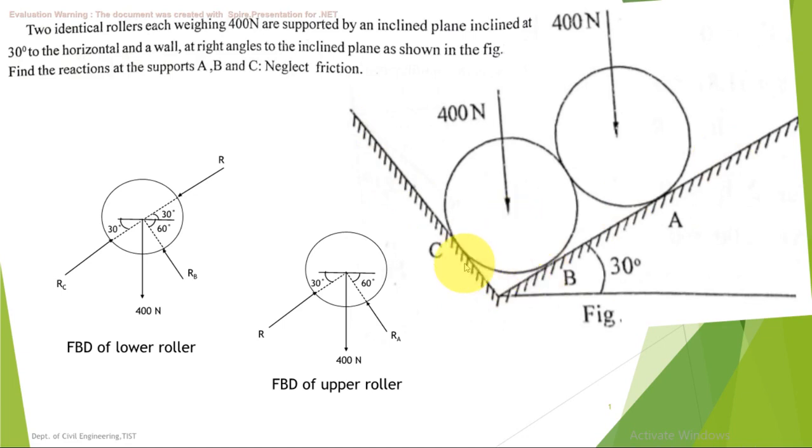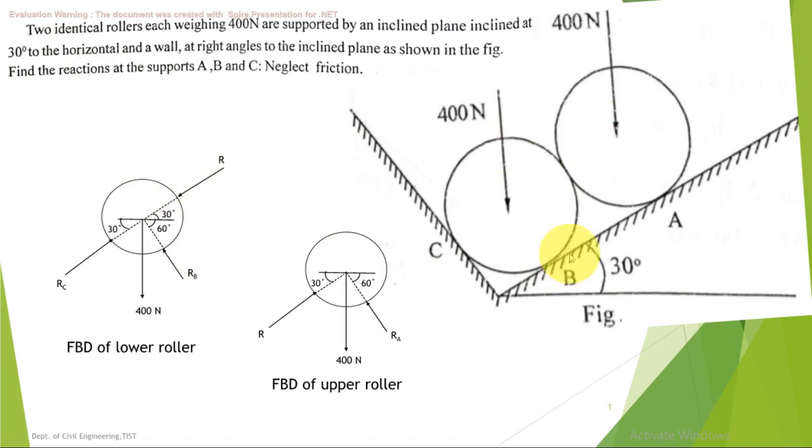I have drawn the free body diagram, and I'll explain the angles. If you take the lower roller, how many contact points are there? We have three contact points: at C, at B, and also a contact with the other roller. Correspondingly we have the weight marked, RC which corresponds to this contact point, RB which corresponds to this contact point, and R which is the reaction from the other roller to this roller.